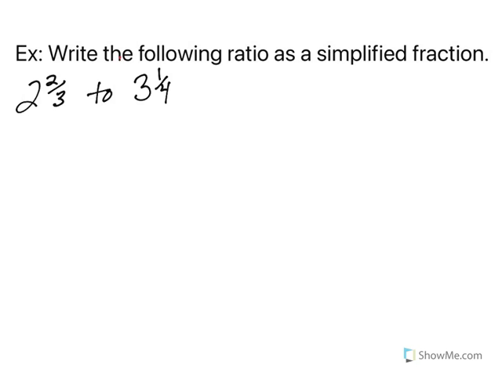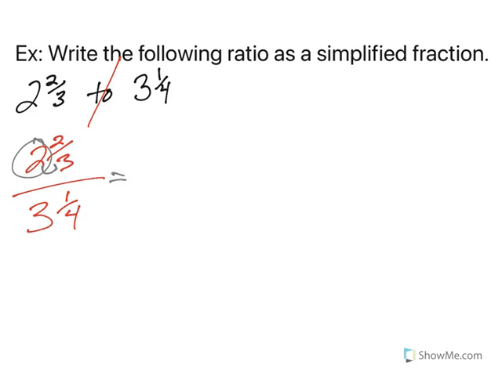So first things first, we have 2 and 2/3 to 3 and 1/4. Okay, so this is a few steps. I have mixed numbers inside of fractions. This is not so great. So let's change our mixed numbers to improper fractions. Okay, so in the numerator, I take 2 times 3, which is 6, and then I add the numerator. So 6 plus 2 gives me 8. Denominator stays the same, so 8/3.